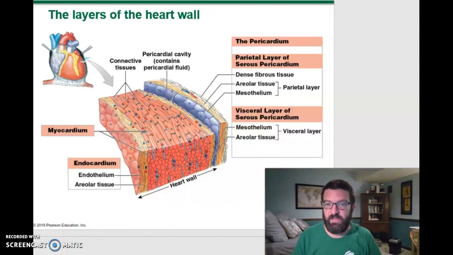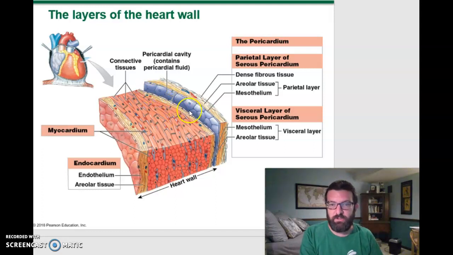Your heart has three layers of tissue. You'll find this with a lot of hollow tubes and organs in your body. Three layers of tissue, more or less. The innermost layer is usually made of epithelium or endothelium in this case. This is called the endocardium, made of endothelium. The middle layer is often made of muscle. In this case, that's the myocardium. Makes sense. Myo means muscle, cardium means heart.